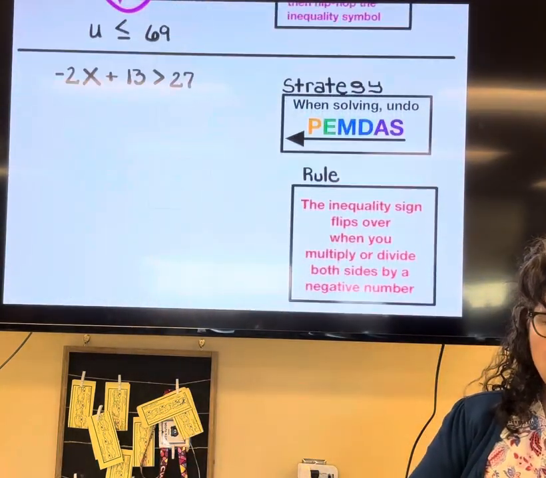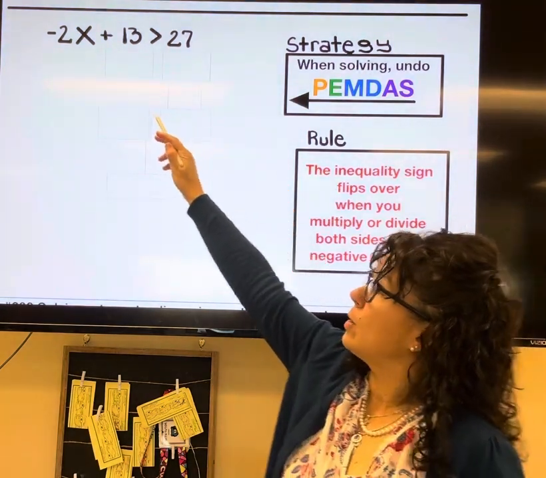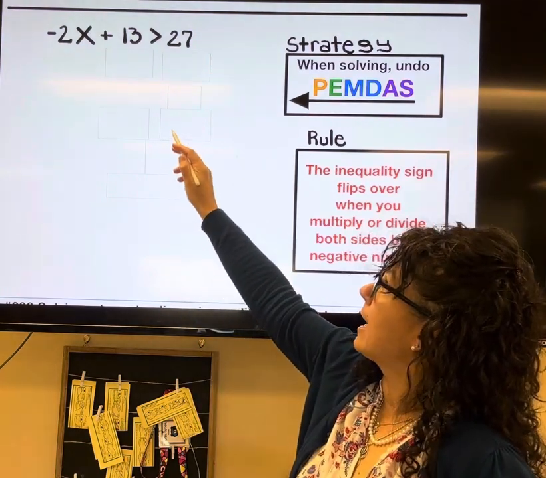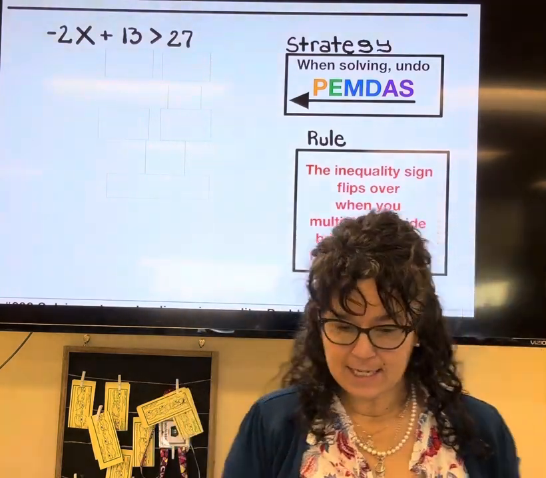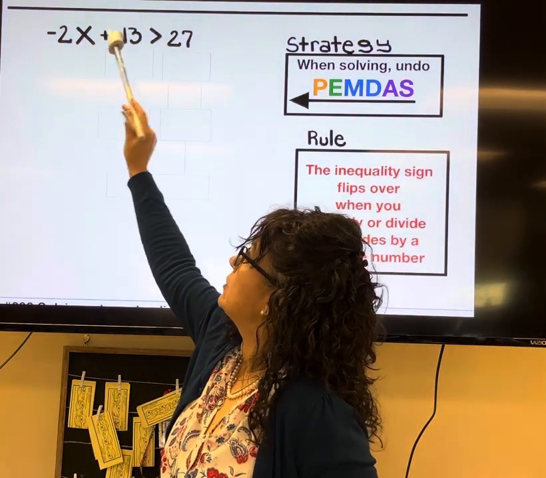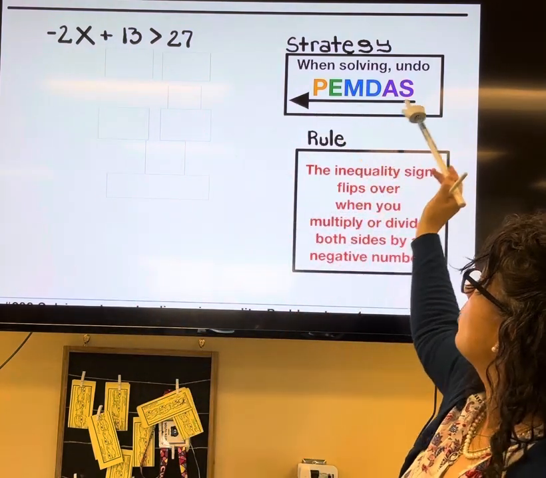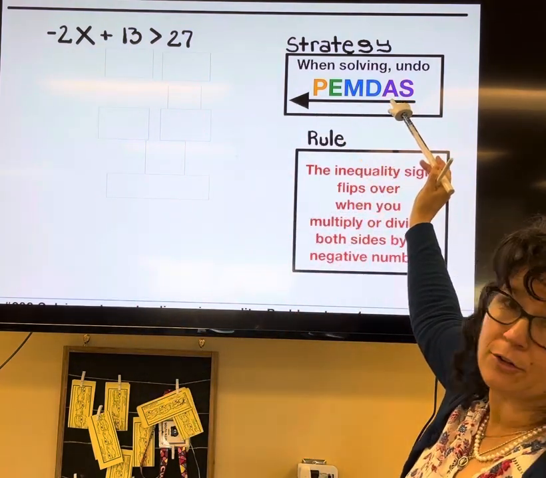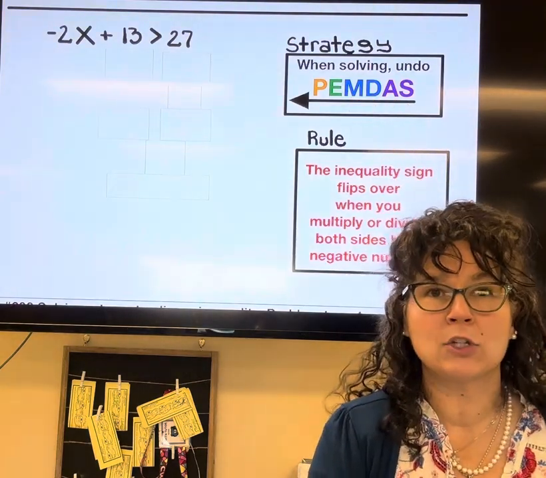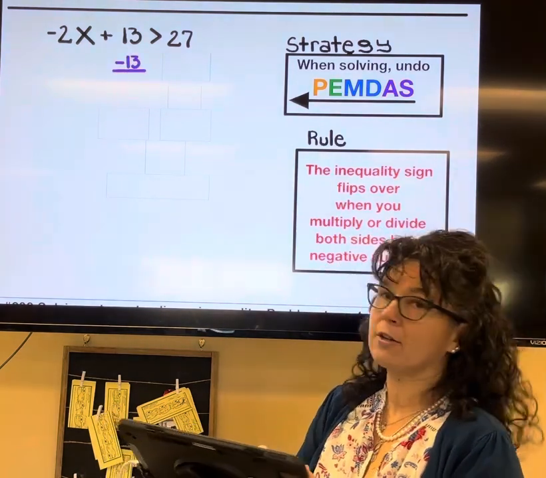Let's look at just one more example. We would like to get the variable x by itself, which means that I need to identify what is preventing the x from being by itself. I see a multiply by -2 and an add 13. Undoing PEMDAS, we want to get rid of the addition, the add 13, before we get rid of the multiply by -2. To get rid of the add 13, I'm going to subtract 13.